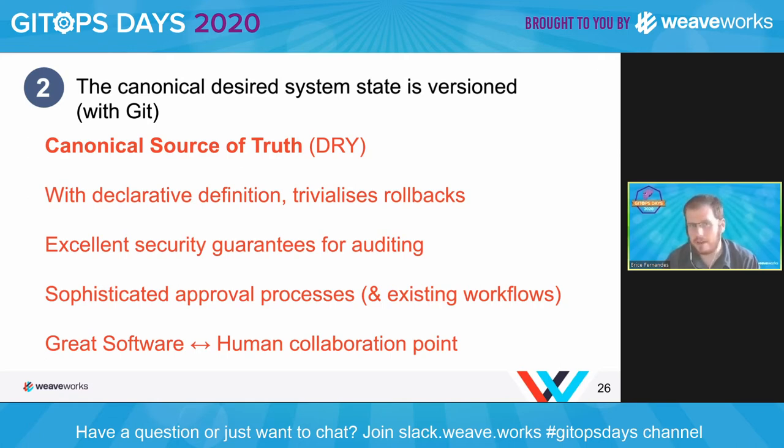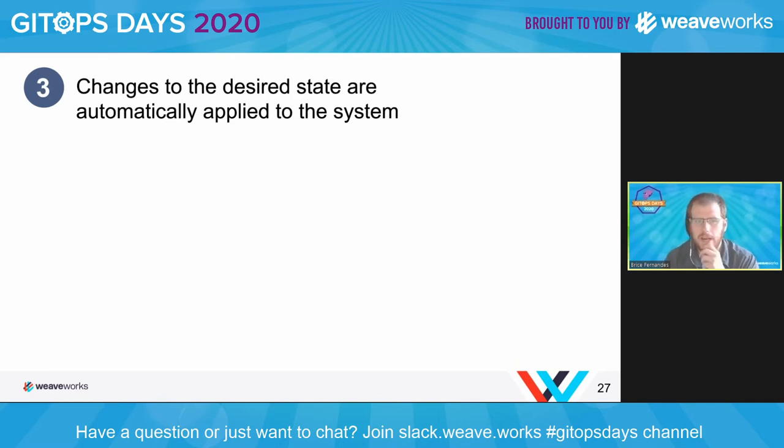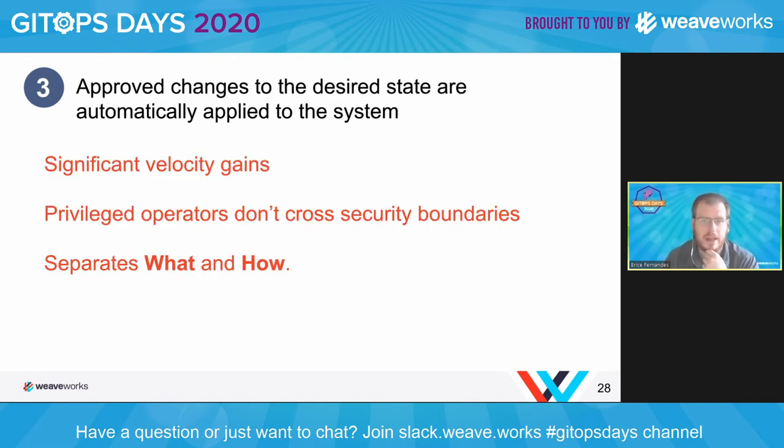As Michael Hausenblas mentioned yesterday, we should concentrate the work of software on things that are repeatable, that are always the same, that humans are not good at. So basically get software to do the things that software is good at, get humans to do the things that humans are good at. Everything is applied automatically. That's where you get the velocity gains.